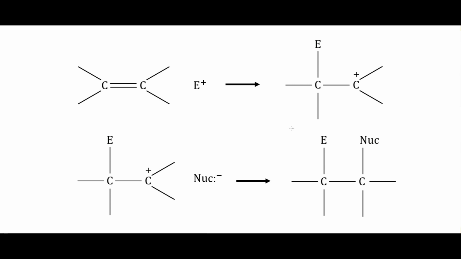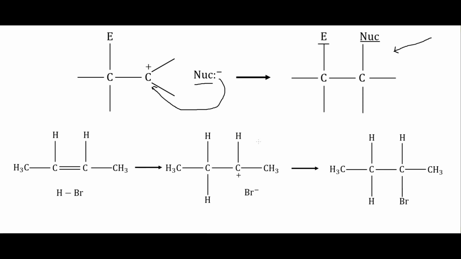So the general scheme is this: we have our alkene and our electrophile. The electrophile bonds to one of the carbons, and we end up with a carbocation. Then a nucleophile comes in and bonds to this carbon. We end up with our product, with the electrophile bound to one carbon and the nucleophile bound to the neighboring carbon.